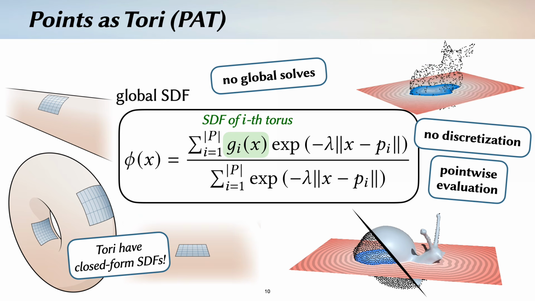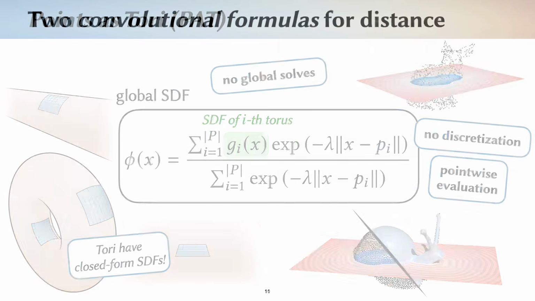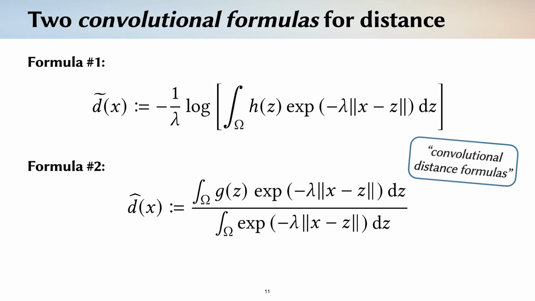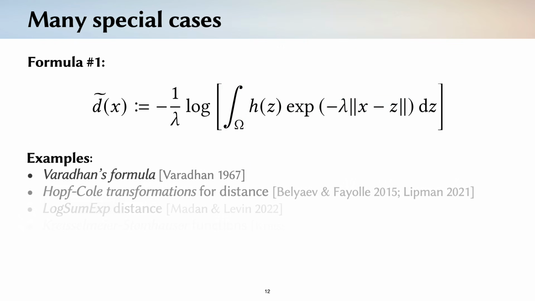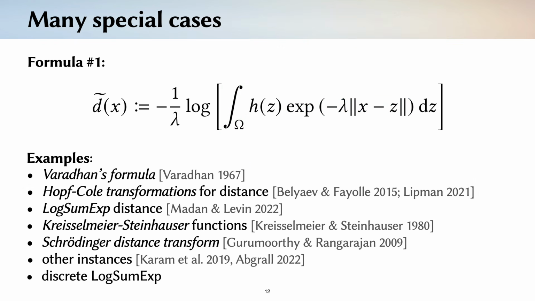This formula is not just a heuristic, and in fact, it's one of the only ones that works. This formula is one of two so-called convolutional formulas for distance, which approximate distance through a summation of kernel functions concentrated on the shape's boundary. The first formula in particular subsumes many other formulas across math and engineering, and the key is the exponential function.